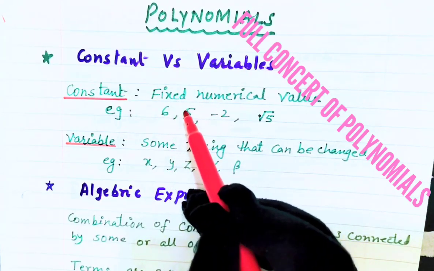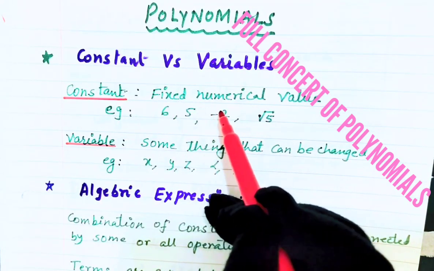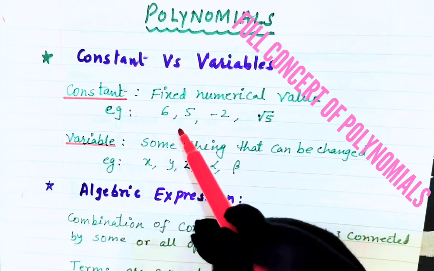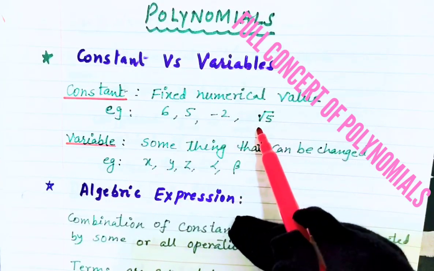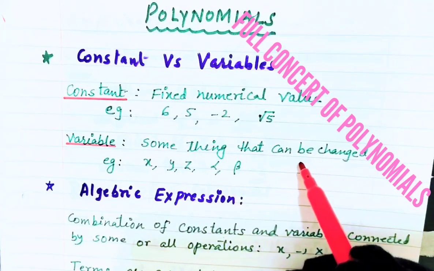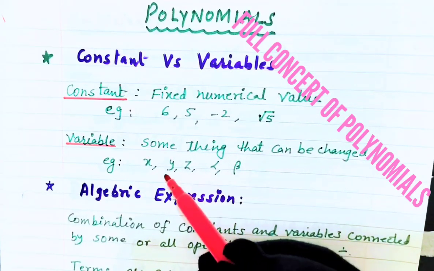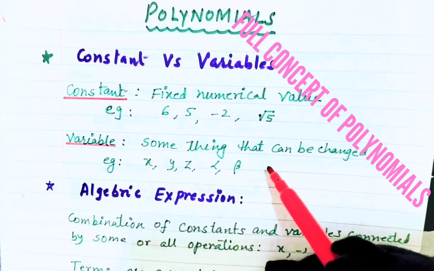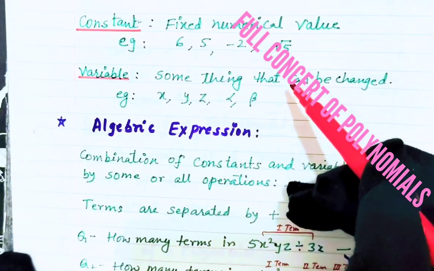Constants are such numbers, fixed numerical numbers are called constants, like 6, 5, minus 2, under root 5, etc. And a variable is something that can be changed. It is called a variable, like x, y, z, alpha, beta, theta, etc. These are called the variables in the polynomial.